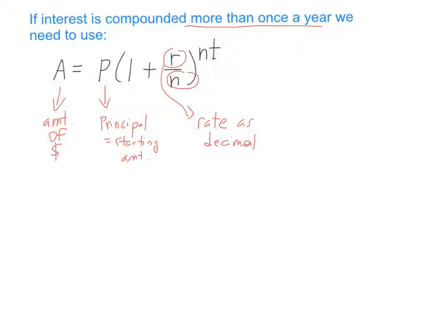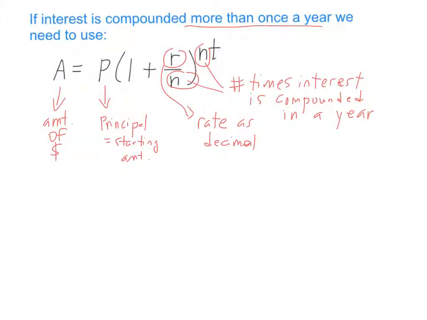So n, which shows up in a couple different places here, represents the number of times that interest is compounded, which just means applied to your account, in a year. If interest is compounded monthly, then our n would be 12. If interest is compounded quarterly, then n would be 4. And then finally, this t is our time in years. So this is representing the number of years that we're going to let the money sit there and accumulate interest.